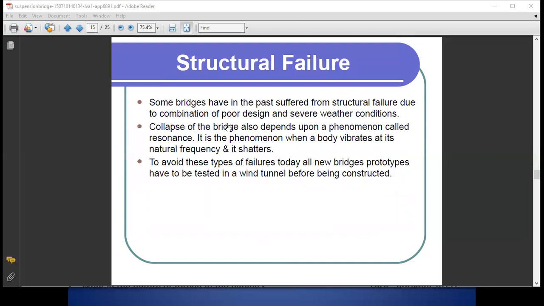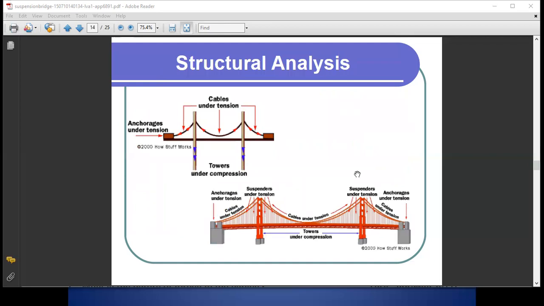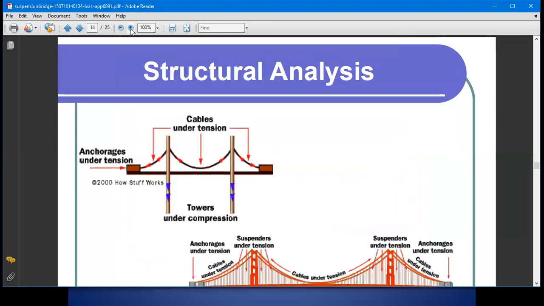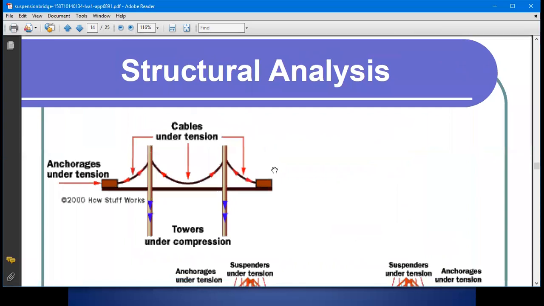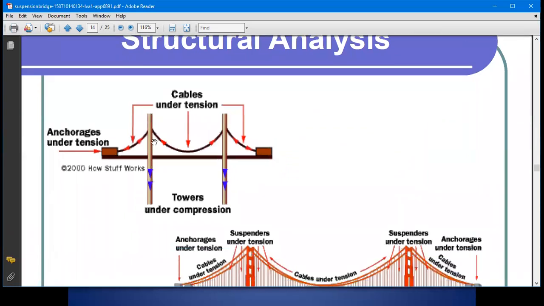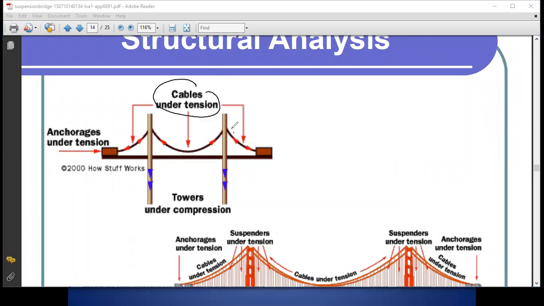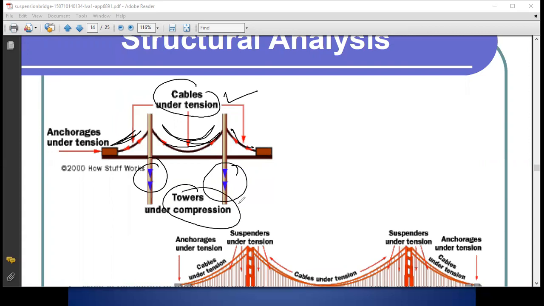Then what is the structural failure of the suspension bridges? Okay, if you can see, these are the cables which are under tension, whichever cables are there, suspension cables or the anchorage cables, they are carried by tension, and whatever the towers or the pillars are there, they are under compression, right?